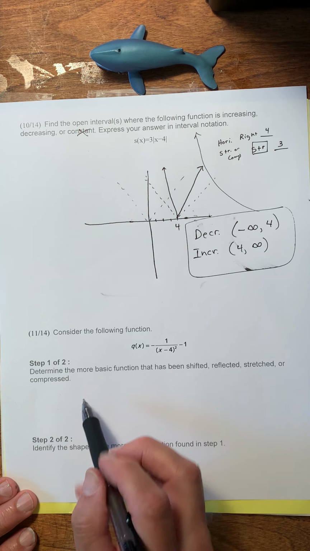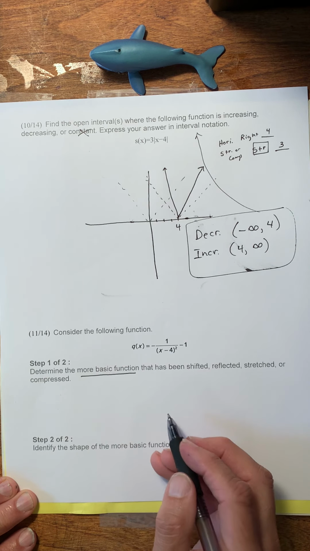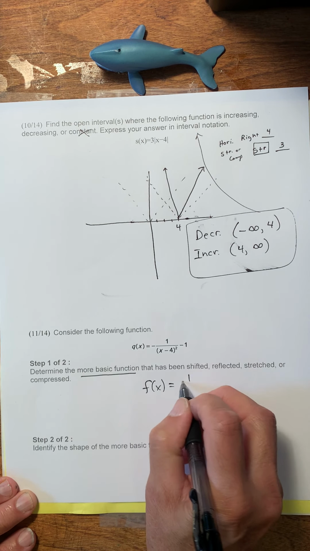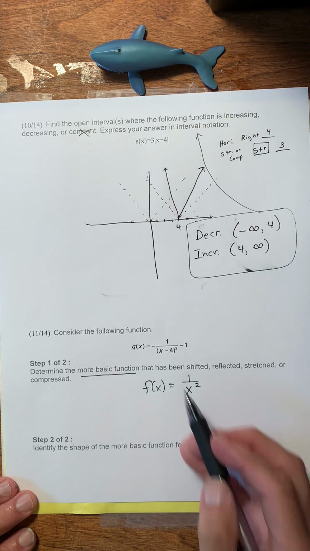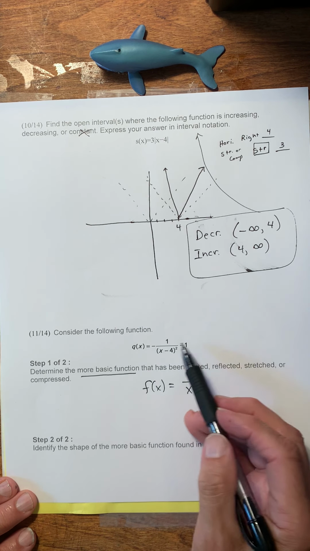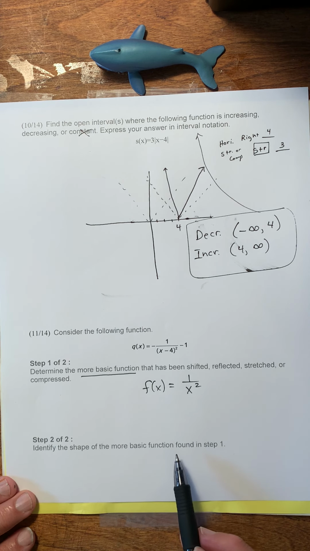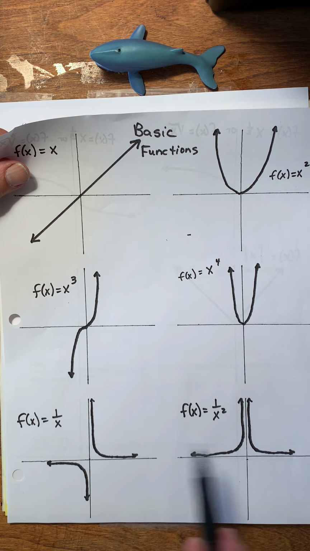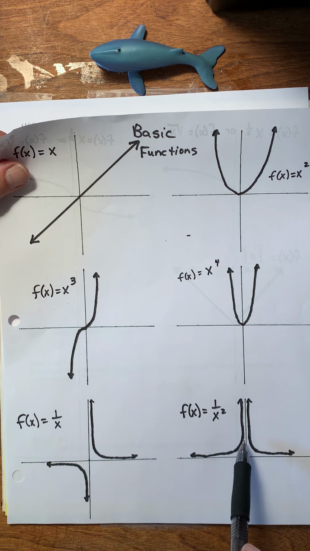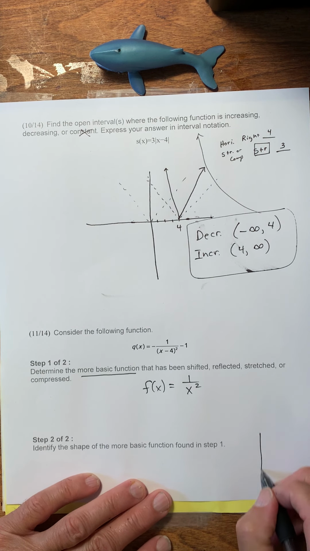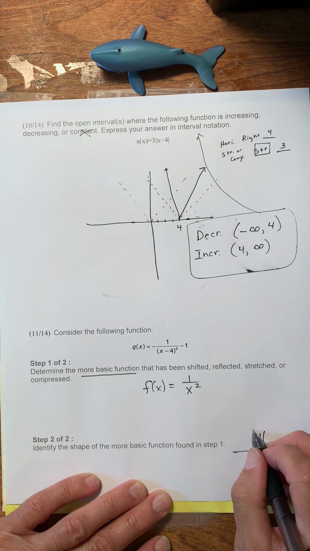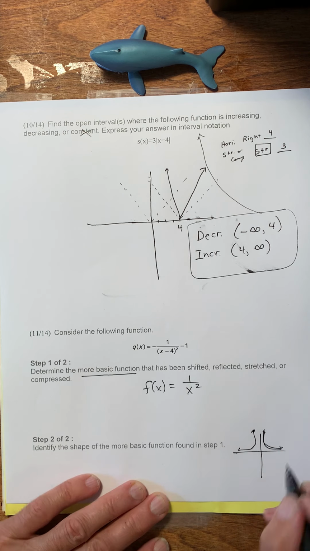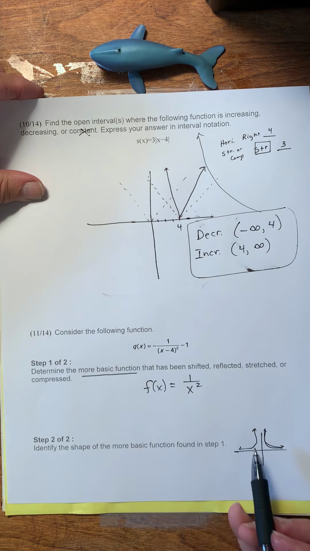So it says, what is the more basic function that has been transformed? It's f of x equals 1 over x squared. Hey, that was easy. Looked hard, but it's easy. It's just 1 over x squared transformed. All right, identify the shape. And what Hawkes is going to do for you is put a whole bunch of different function graphs up there, and you're going to have to pick one that looks like this. So you're going to pick that, and away you go. That looked hard? Wasn't.